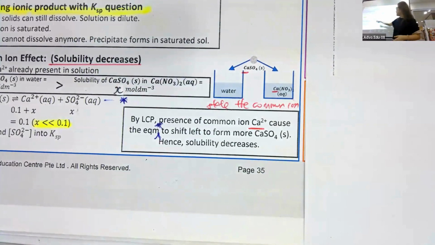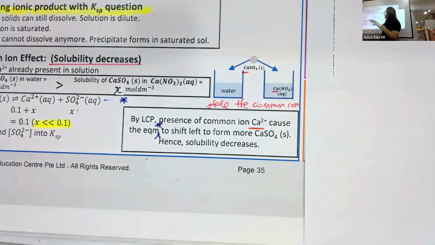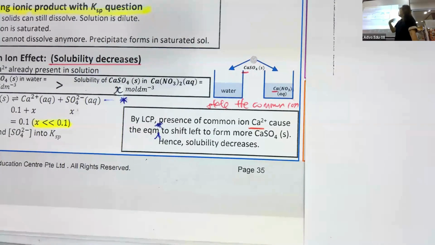Causes the equilibrium, and in this case, this is the equilibrium here, by the way. So you have to draw out the equations as part of the answer so that Cambridge knows which equilibrium you're talking about. Okay? Causes the equilibrium to shift left, backward, to form more of the calcium sulfate. In a way, solubility dropped. That's all.